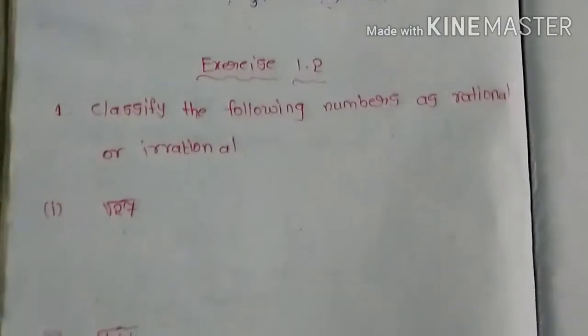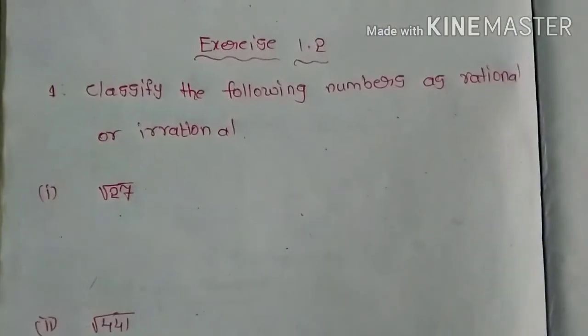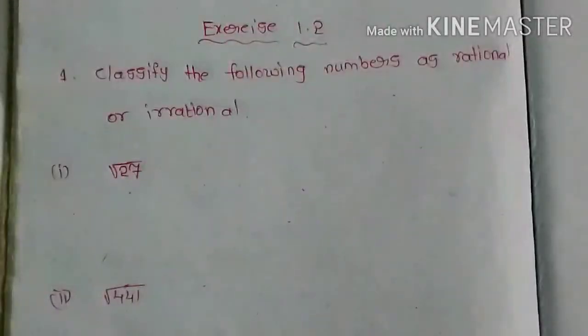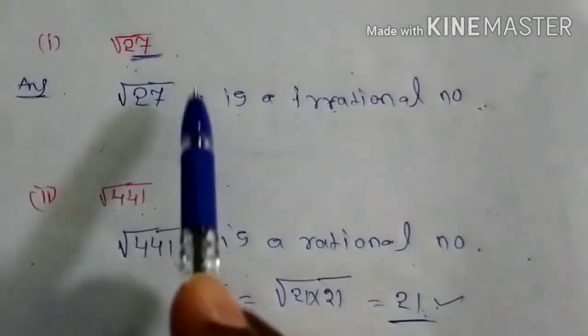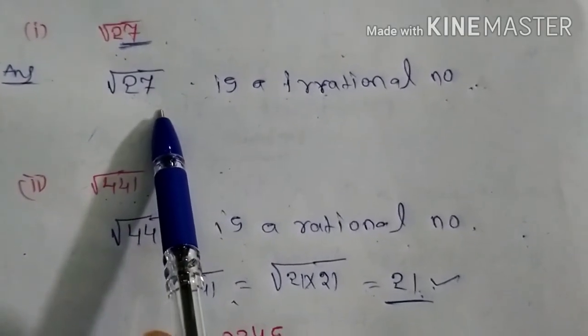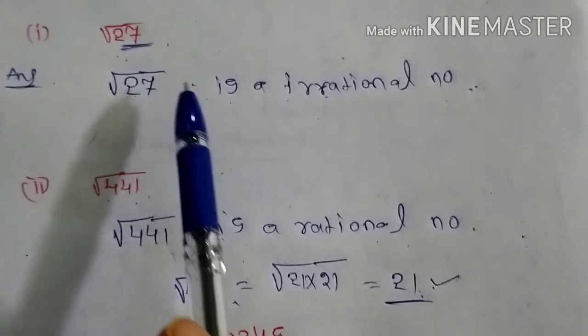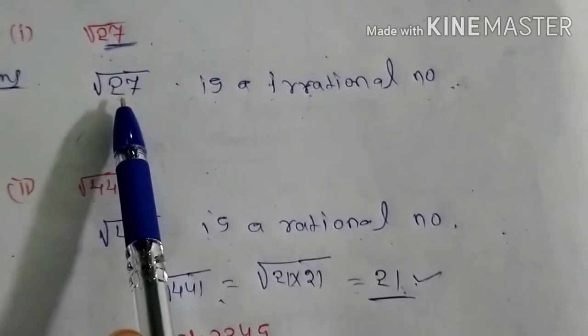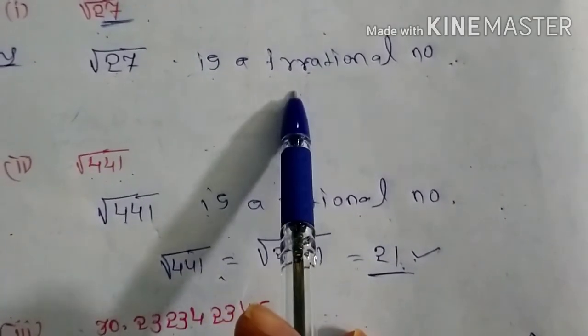Now you can see here exercise 1.2. Classify the following numbers as rational or irrational numbers. You can see here your answer is root 27. Can you say root 27 is an irrational number or rational number? You can see here root 27 is an irrational number. Why? Because 27 is not a perfect square. Just you can see 5 square is 25, 6 square is 36, but 27 is not a perfect square. So root 27 is an irrational number.